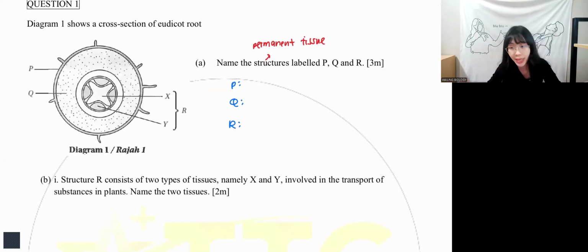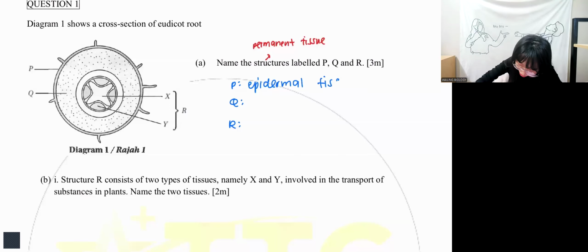Now, first, we label the part that we know first. P is the outer layer. We learned 3 tissues just now, right? Remember, we learned about epidermal tissue, vascular tissue, and ground tissue. The outermost layer, if it's a tissue, we have to write epidermal tissue. For this question, actually, you can write epidermis. What is the difference between epidermis and epidermal tissue? Epidermis is a cell, epidermal is a tissue. So they are the same thing, actually.